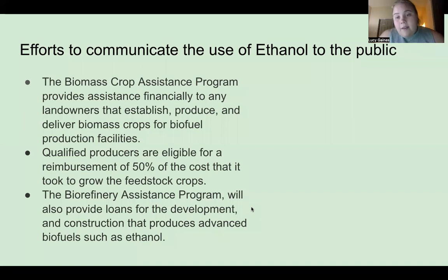Efforts to promote the use of ethanol. There's a bunch of programs. For example, the Biomass Crop Assistance Program provides assistance to any landowners that will establish and produce crops to use to produce biofuels such as ethanol. Qualified producers are eligible for reimbursement of 50% if they grow crops to produce ethanol. And the Biorefinery Assistance Program will help with loans to develop and construct advanced biofuel facilities such as ethanol.